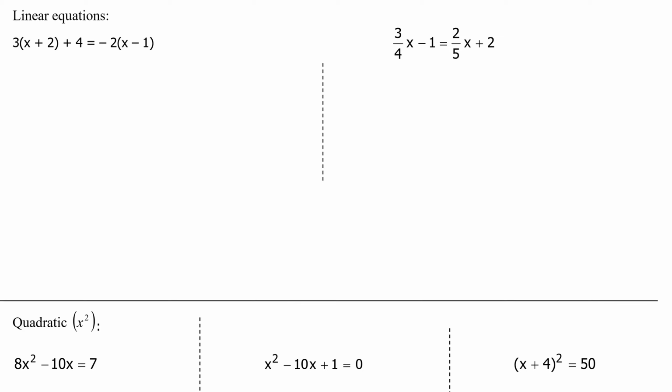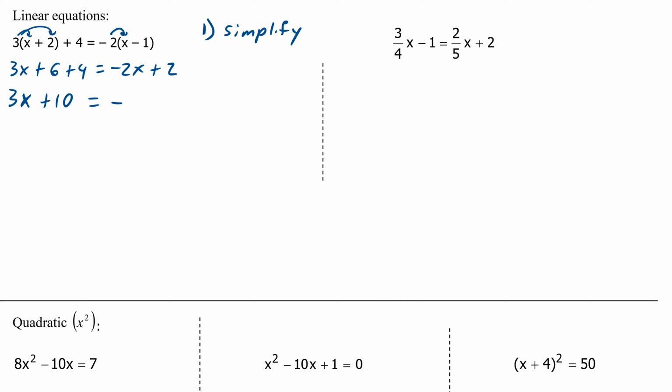So with linear, there's 3 steps. Number 1, you want to simplify the equation. So that means to distribute. Combine like terms until you get down to your basic equation, which is just the number of x's we have. 3 x's and a 10 are 2 different terms. So we do the same thing to the other side. And there we go. So that's number 1.